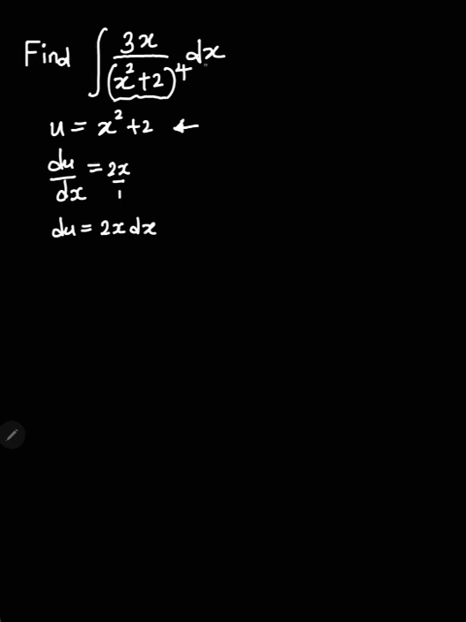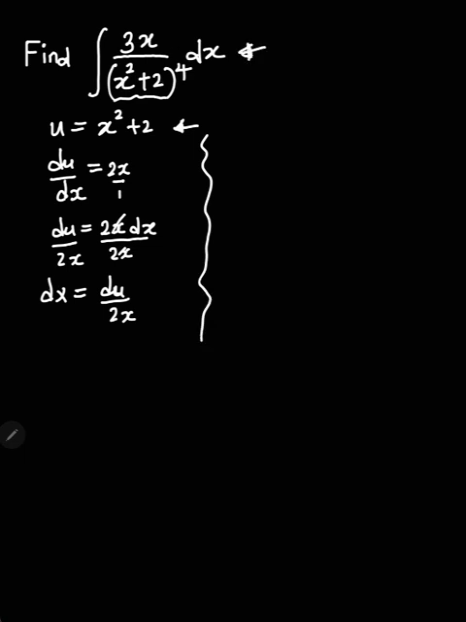Now what I want is dx. I want to remove the dx there. So let me find the replacement for dx. I divide throughout by 2x. You can see that you have 2x there, 2x there. So it means that dx is equal to du divided by 2x. So now what does this mean? Let's go back now to our integral here.